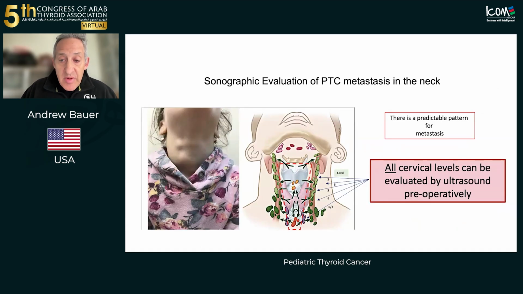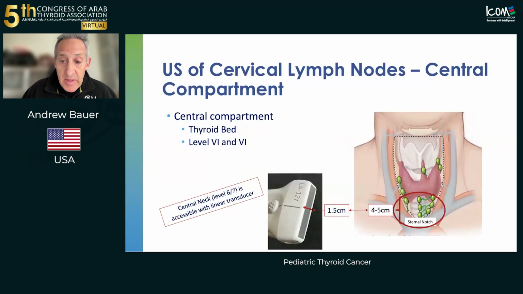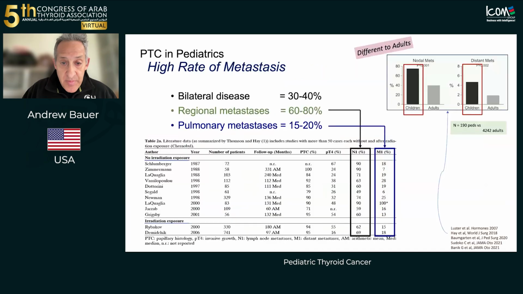All these levels are evaluatable by ultrasound preoperatively, and it really, really is important and incumbent on us, the endocrinologist, before sending them for FNA, that we identify if there are any abnormal lymph nodes in the lateral neck so that they can be FNA'd so we can have optimized surgical planning. This includes level 6, 7. There's enough space between the inferior edge of the thyroid lobe and the sternal notch to ensure that those lymph nodes are also adequately interrogated with the thyroid ultrasound transducer.